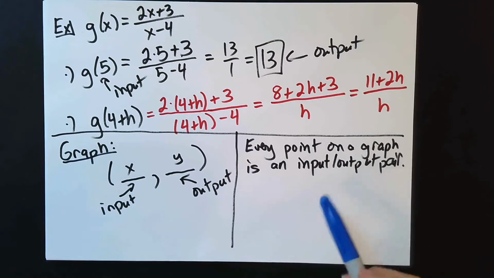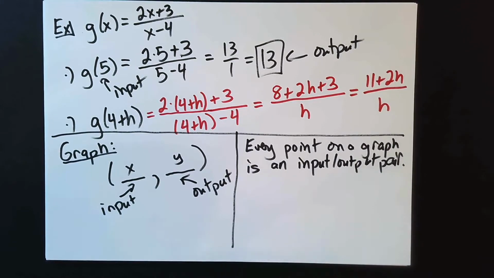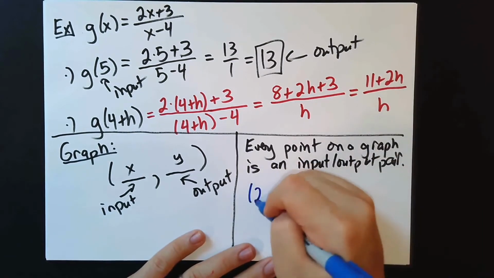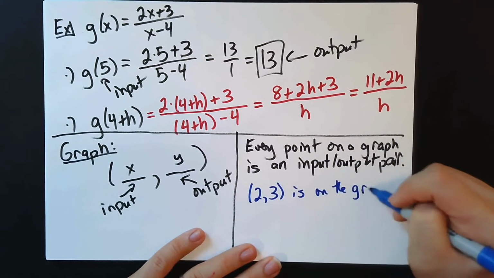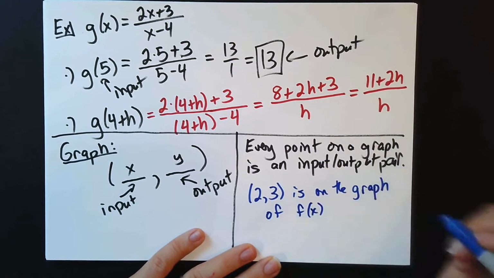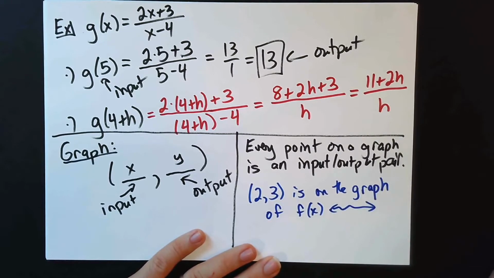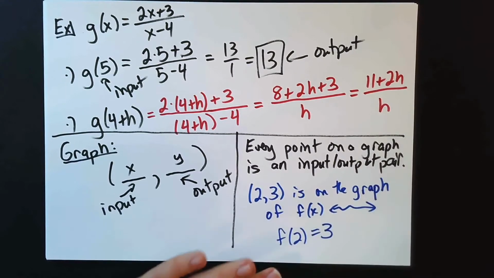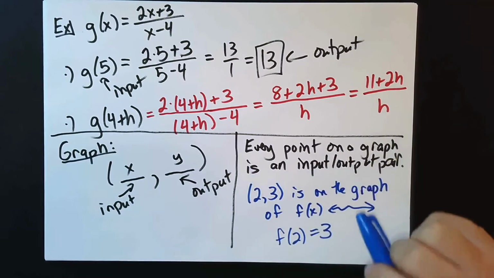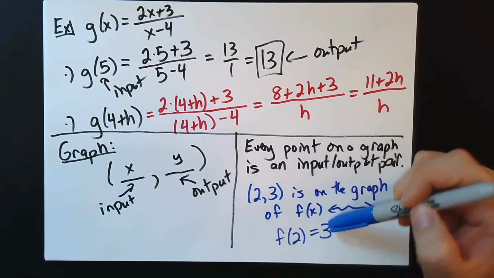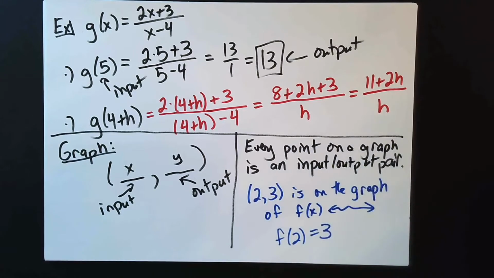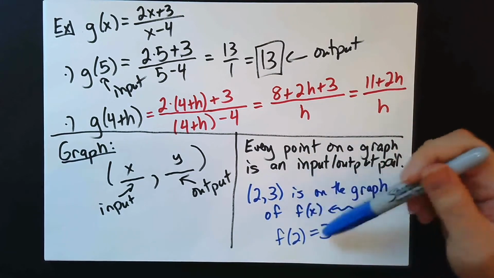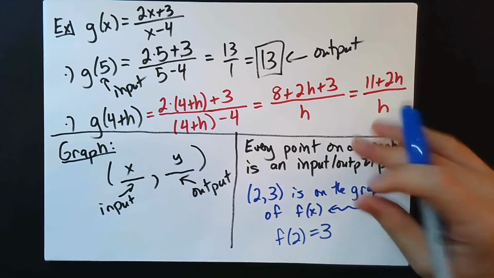Just to frame this a different way, if I have some function f, and (2, 3) is on the graph of f, that means exactly the same thing as the statement that f of 2 is equal to 3. It's important for this course to be able to freely translate between (2, 3) on the graph and f of 2 equals 3. These are identical statements that have identical meaning. It's totally up to you which you say, but you can always flip back and forth between them.